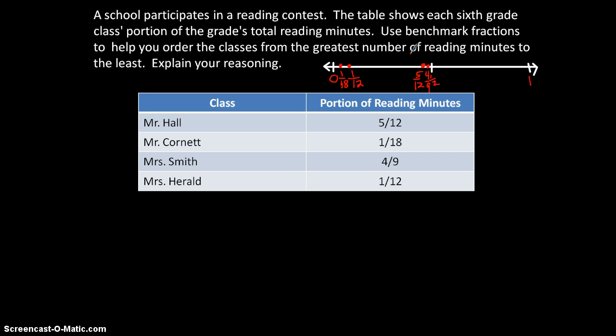So the classes ordered from the greatest number of reading minutes to the least are, in this case, we could say Mr. Cornett, then Miss Earl's, and then Mr. Hall's, and finally Mrs. Smith's class. Now, I went through that explanation pretty quickly, so I'll go ahead and post this here so you can see what that would look like.